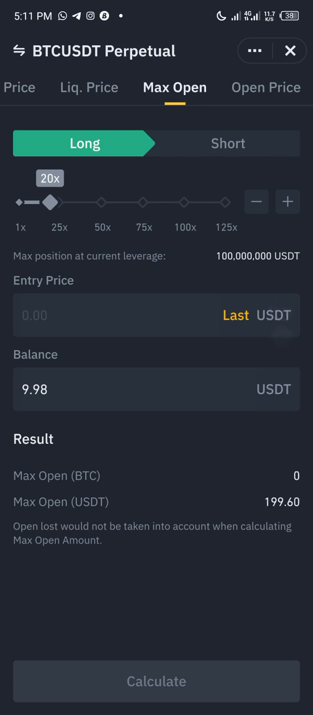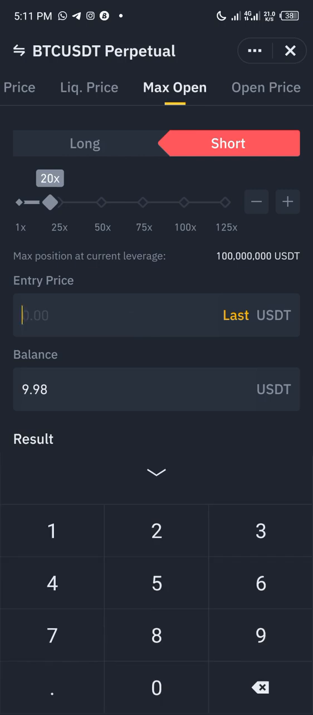So how do you now calculate for the max open? That is the maximum amount you can use from your wallet balance in the futures to trade. The first thing is that you select whether you want to take the long position or the short position. Let me use short position in this instance. I'm going to use long position also. So when I click on entry price, now this is the price I want to enter into the market.